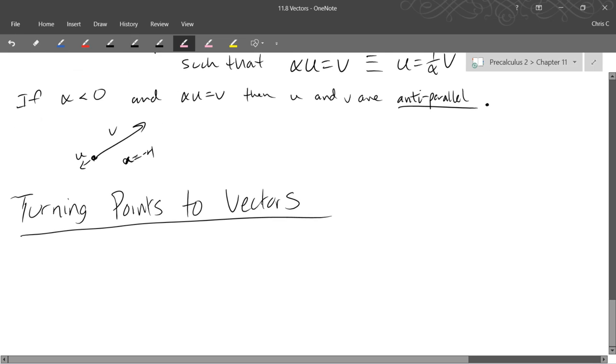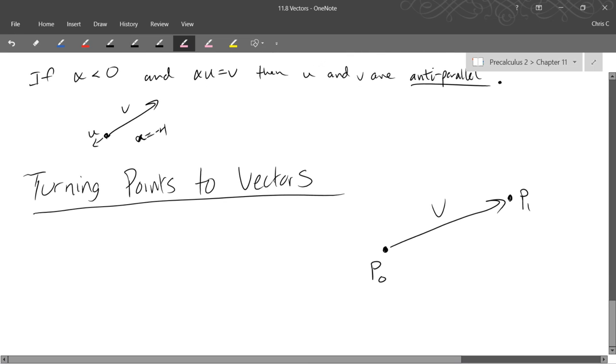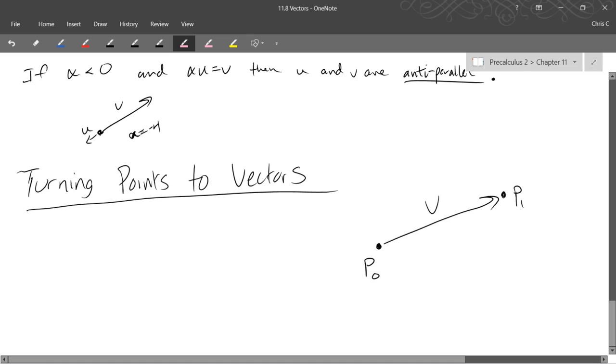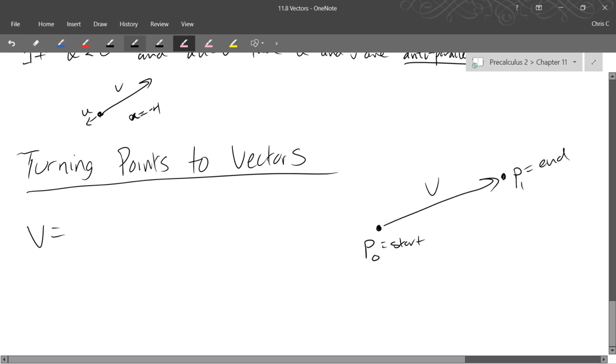So we're going to turn points into vectors now. If you have some vector v, you could also think about vector v going from point 0 to point 1, or from the initial point to the final point. How does v relate to p1 and p0? So if I relabel them as start and end, vector v is going to be end minus start, or p1 minus p0.